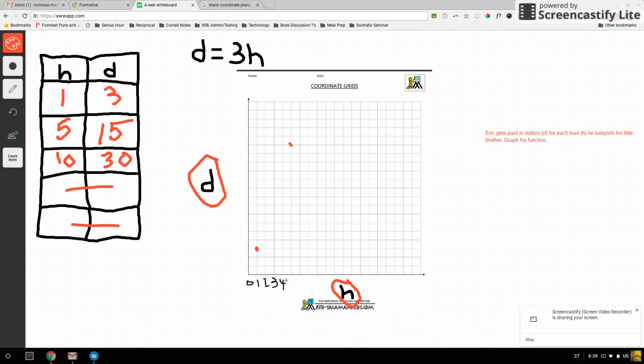Now we had 10, so that would be 10 over, and 30 up, because D is up, H is on the side. So there's 5, 6, 7, 8, 9, 10. I know that was 15, and 30 would go way off the charts. We're going to graph all of these points. Once we've graphed all of the points, then we connect our points together, and we get a line to graph that function. So it's that simple.